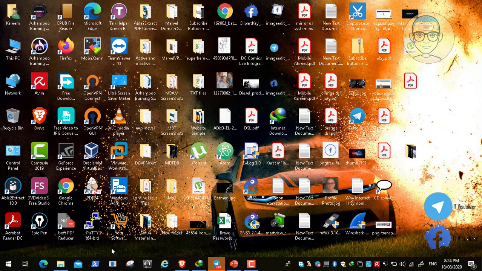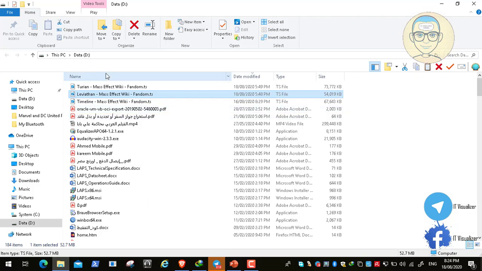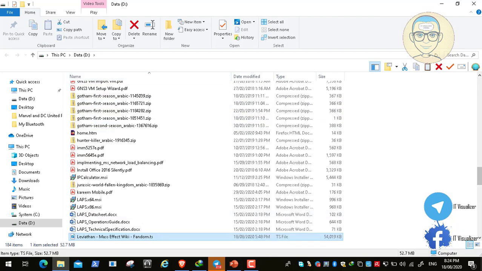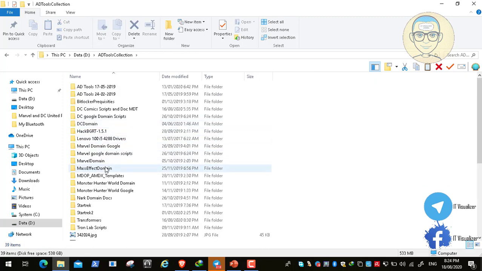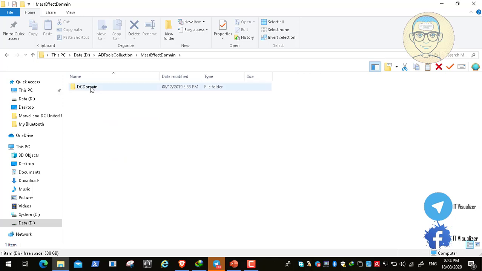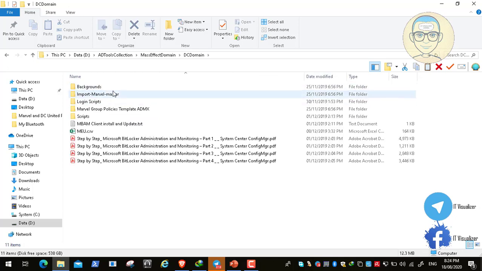We can have a look at the different files that we will use in this lab. Let me show you all. This is the Mass Effect domain. This is the folder that we will use during the lab.